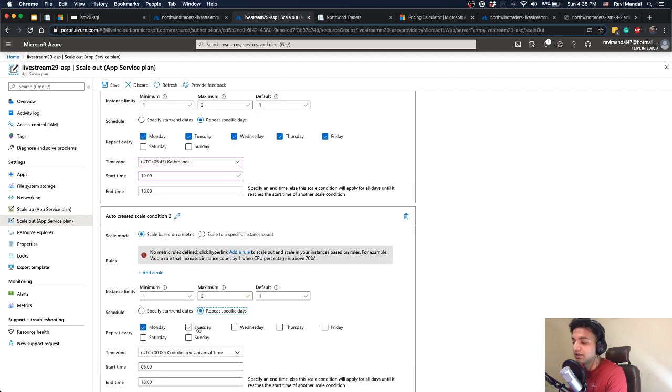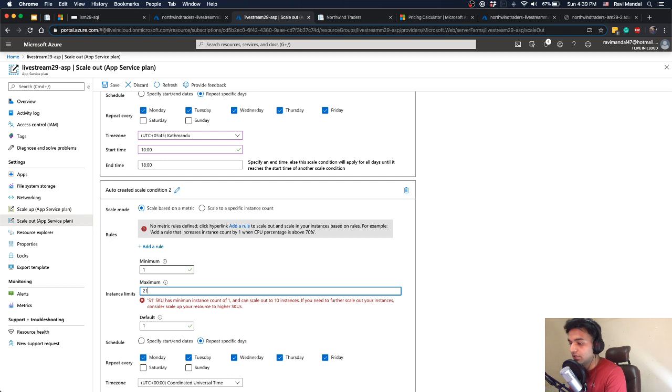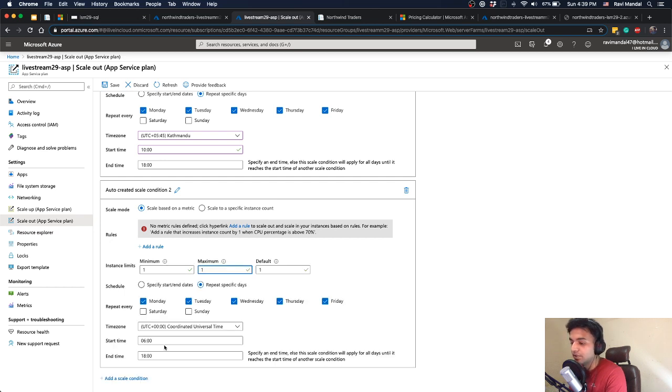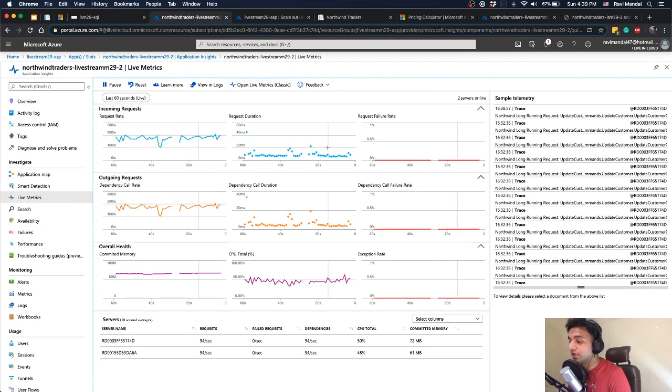So you can say Monday to Friday, set the maximum to one, and then from 6 p.m. to the next day, set the number of instances to one. So you can have multiple use case scenarios there. It really depends upon you. So yeah, this is it. I have been demoing this for a very long time, but this is what I wanted to explain to you.